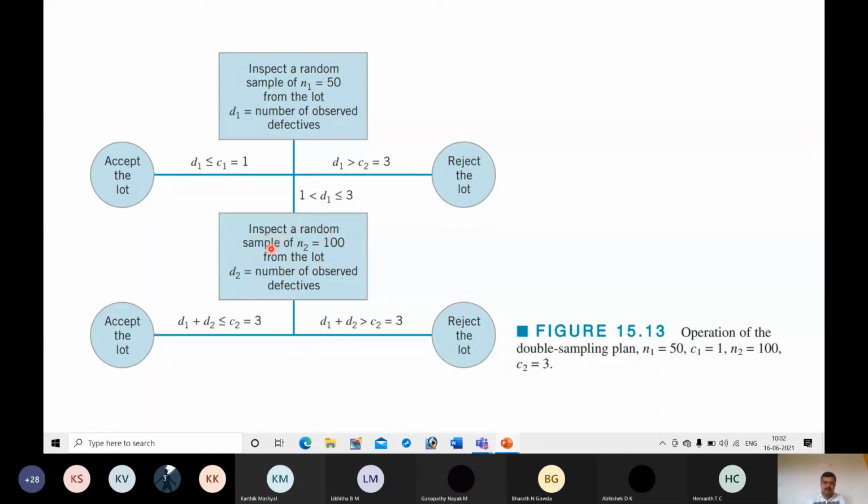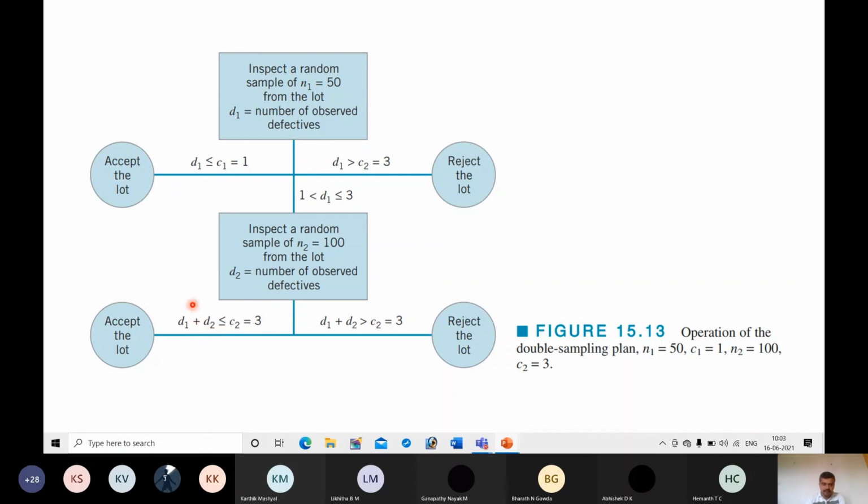Then inspect a random sample of n2, 100. For taking the second sample, the sample size is specified in the double sampling plan. You should pick 100 more samples from the lot. Once again, you should observe the number of defectives. Next, you should add the number of defectives from sample 1 and sample 2, that is D1 plus D2. Now, again you should compare this D1 plus D2 value with C2.